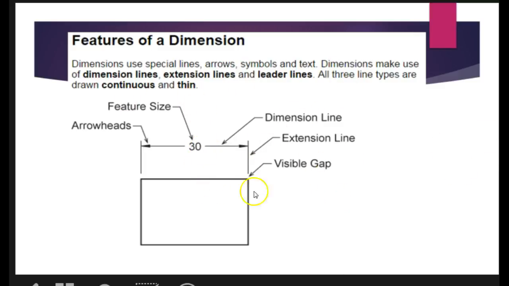They are thin and continuous. Notice that there's a gap here. And notice that the arrowheads are on each end just like this. Notice that this is parallel to the surface. Our lines are always going to be either horizontal or vertical.